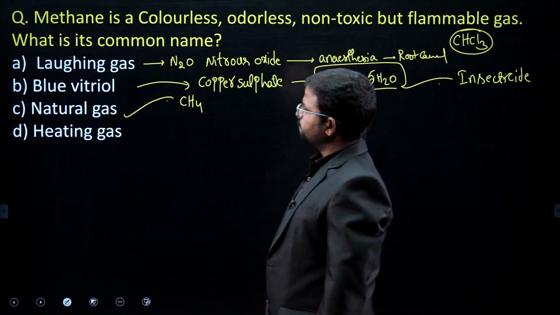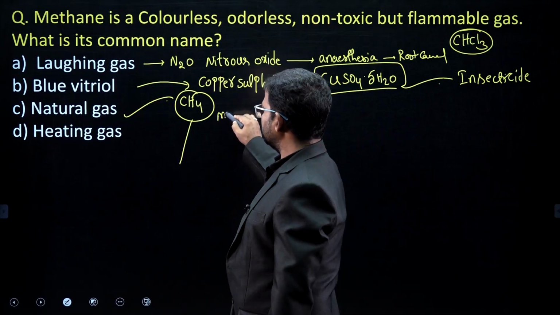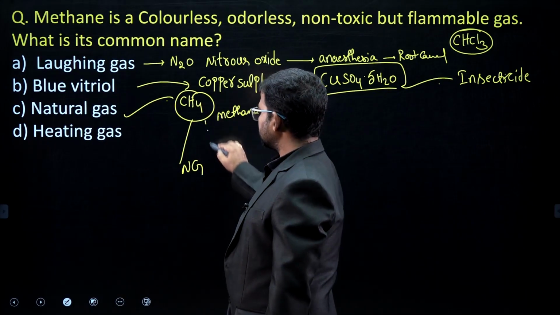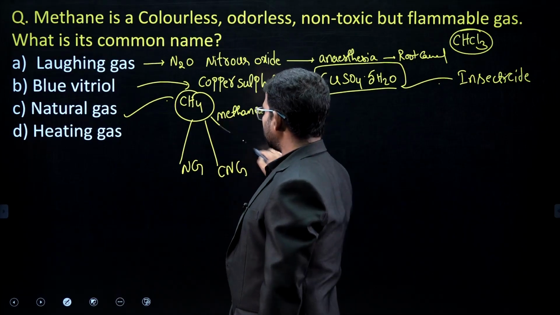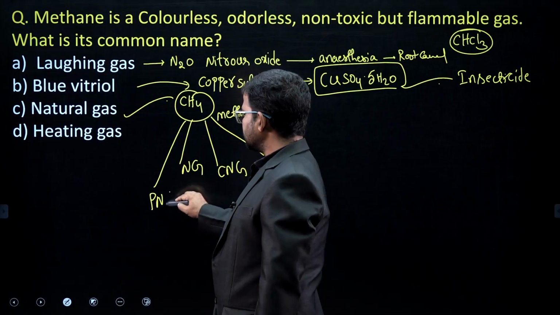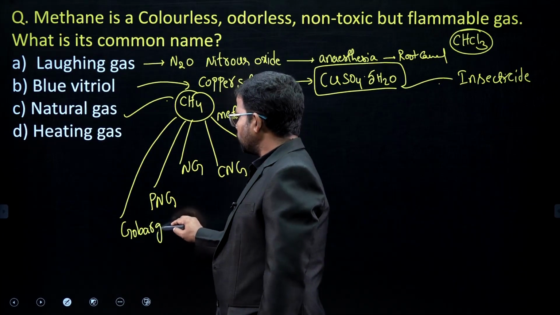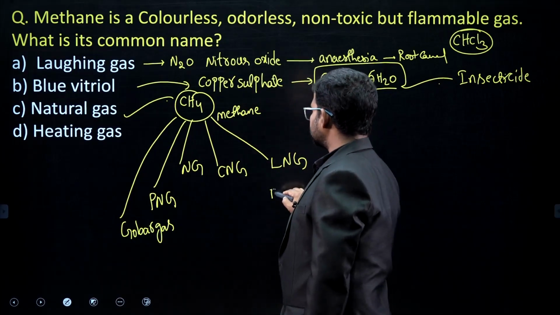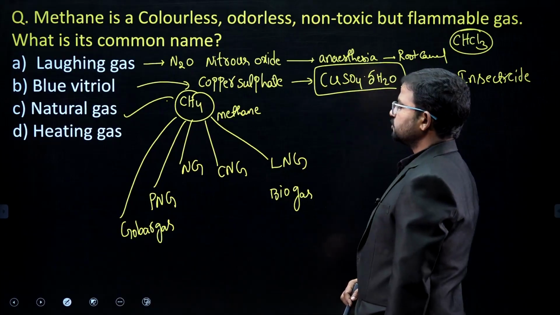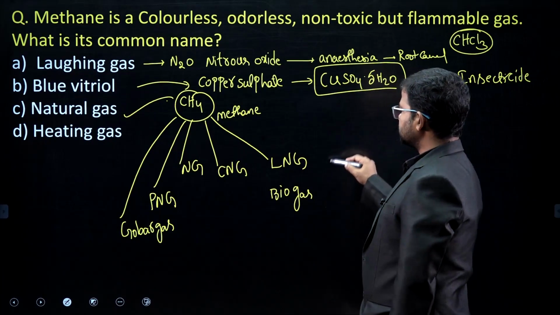Next, natural gas, so methane. What are the common names of methane? Where would you observe these methane derivatives? Mostly in natural gas. Next, CNG, compressed natural gas. Next, LNG, liquid natural gas. Next, PNG, piped natural gas. Next, gobar gas, and biogas.